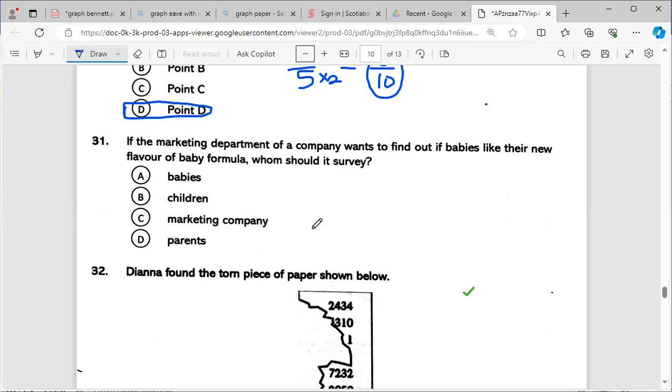All right, go ahead, Kayla. Yes, sir. So, sir, what I was saying, I think it would be babies because they want to find out if babies like their flavor. So I think it should be babies.